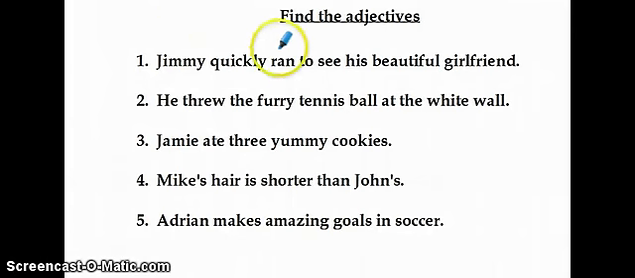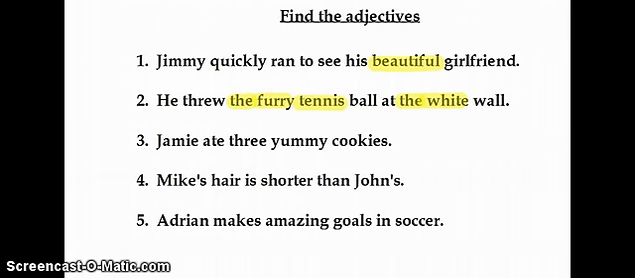Alright, here we go. Jimmy quickly ran. If you identified quickly, that is not an adjective. That's not describing Jimmy. That's describing how he ran, and ran is a verb. So in this one, it should be beautiful. That's the only adjective in that sentence. Number 2, he threw the furry tennis ball at the white wall. The is an adjective. Furry is describing. Even tennis is describing what type of ball it is. So the, furry, and tennis are all describing the ball. The white is describing the wall. So all of those words here are adjectives.